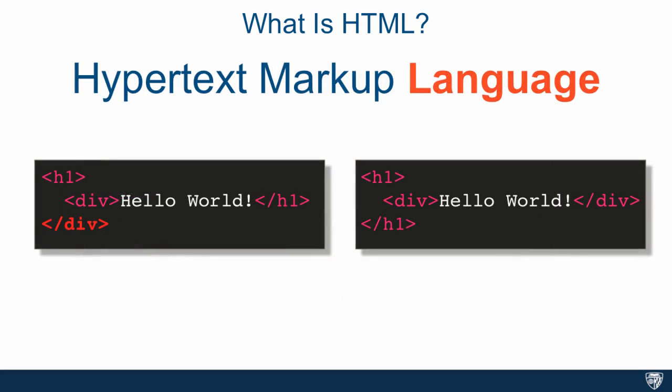The last word in Hypertext Markup Language is language. Language basically implies that it has its own syntax, meaning there's a right and a wrong way to code it. For instance, in the example on the left, the closing div tag appears after the closing h1 tag. So its closing order is switched, which causes parsing and potentially rendering errors. So HTML is a language. You could actually code it in a way that is wrong and something will break. HTML also has its own semantics, which means tag names can mean something either to machines or to humans.